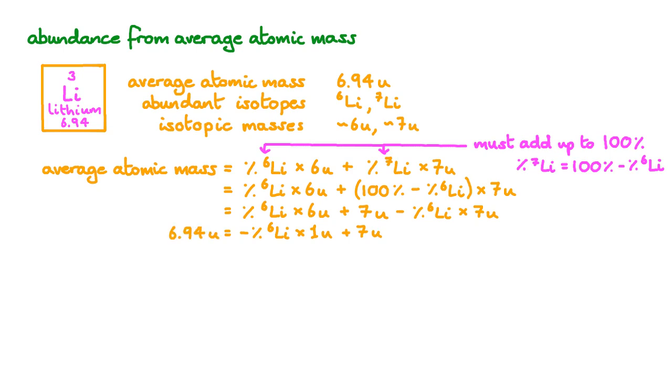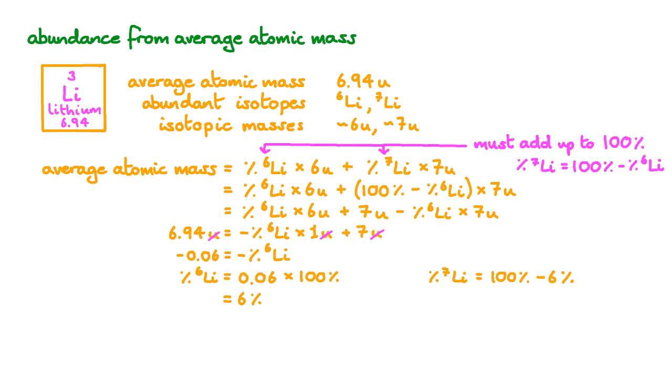Then we can substitute in the value of the average atomic mass of lithium, 6.94 U, cancel the mass units, subtract 7 from both sides, rearrange, and express our final answer, 0.06, as a percentage by multiplying by 100%. Then we can calculate the percentage isotopic abundance of lithium-7 by taking away 6% from 100%, giving us 94%.